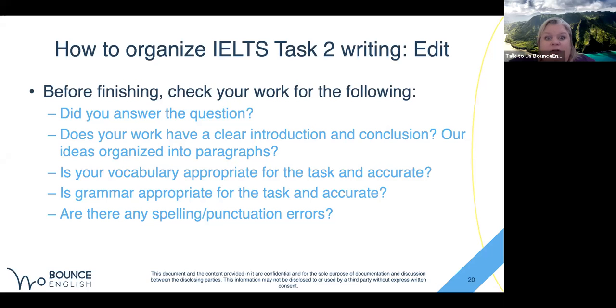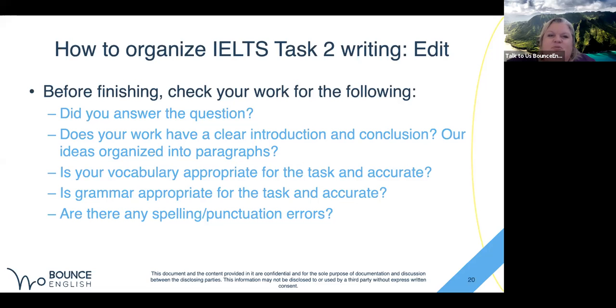Does your work have a clear introduction and conclusion? Are your ideas organized into paragraphs? This is so important. Make sure that your work is organized and there's a clear introduction, main body paragraphs, and conclusion. Is your vocabulary appropriate for the task? And is it accurate? Are you using the correct form? Is this the right word for this specific area? Do you need an adverb, but you're using an adjective? These are things to look for.